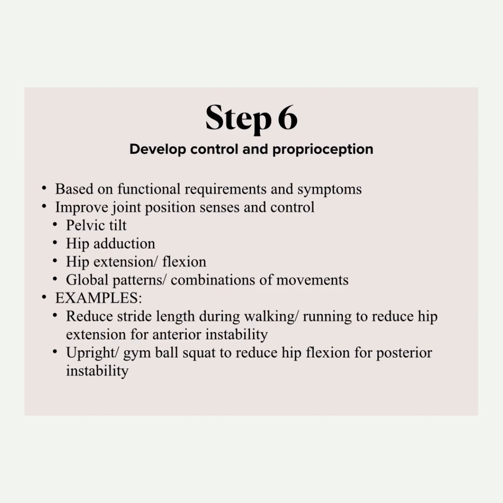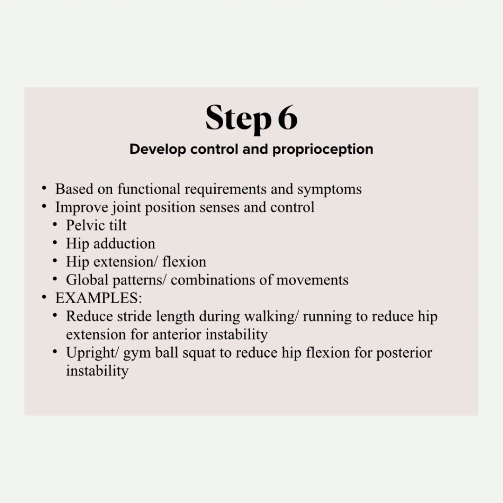So a couple of examples here where you may want to improve control or modify the technique would be reducing stride length during walking and running. So you're reducing hip extension for anterior instability, or trying to get them to have a more upright squat to reduce hip flexion for posterior instability.